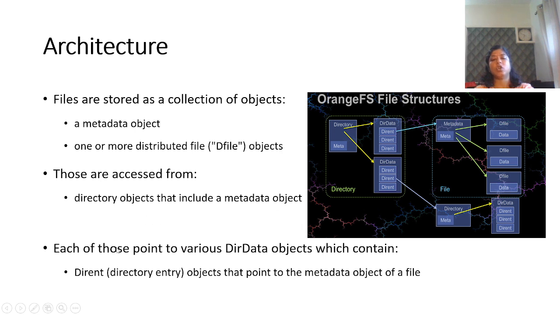Then each of these should point to various directory objects which contain dirent objects that point to the metadata object of the file. Now here the directory object will point to the directory data object, which are nothing but dirents, and dirent will point to the metadata. Metadata will point to the file objects, which are nothing but the D file objects.